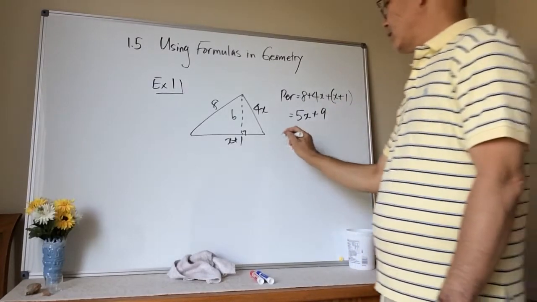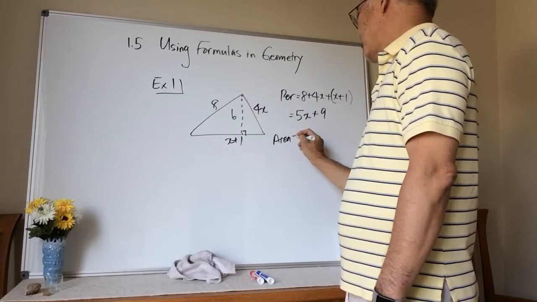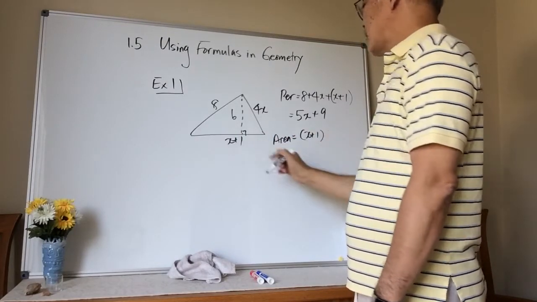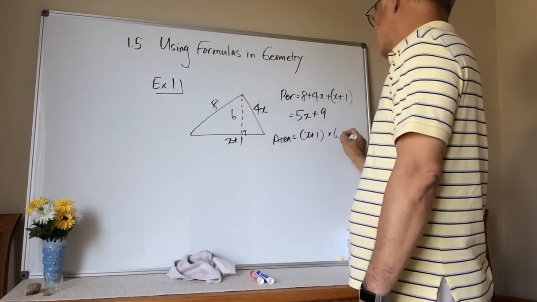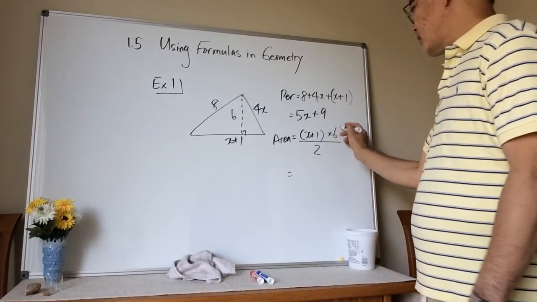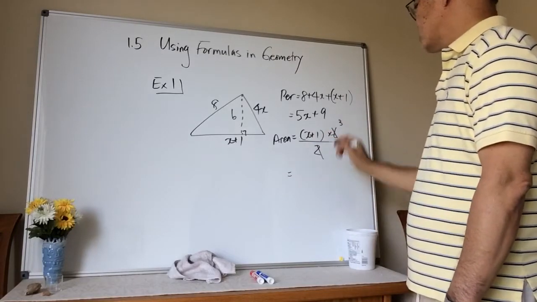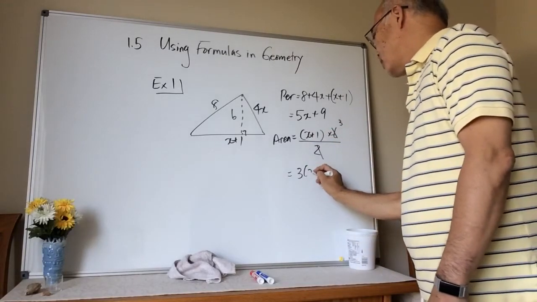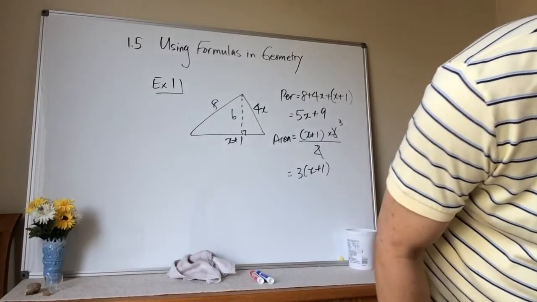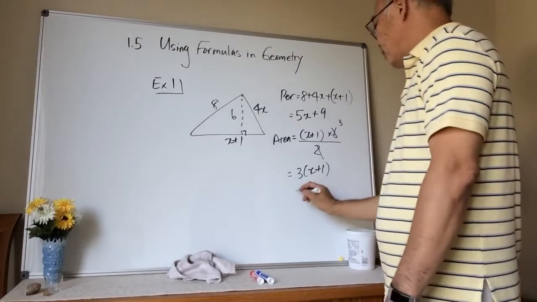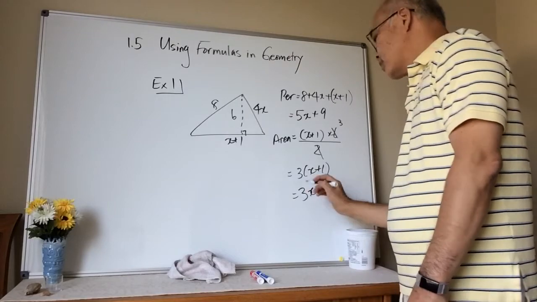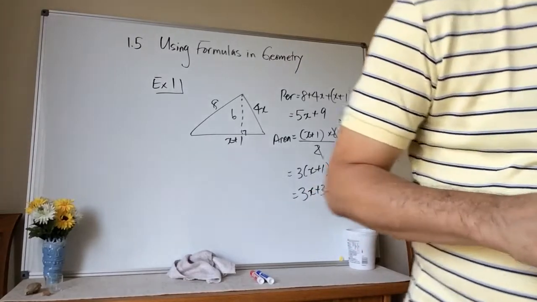Area is going to be the base, x plus 1, times the height, 6, divided by 2. So 6 divided by 2 simplifies to 3. So I have 3 times x plus 1, which is also, if you distribute it out, 3x plus 3.